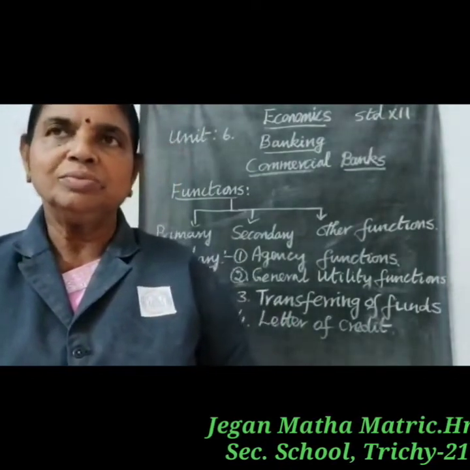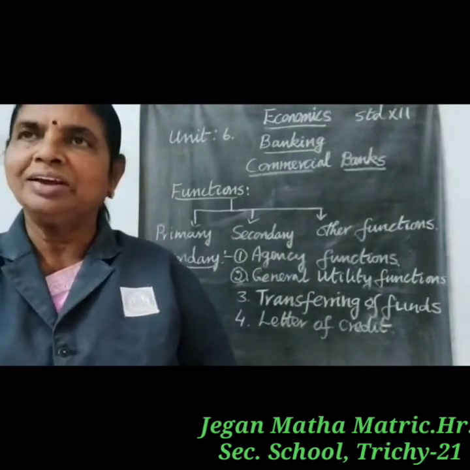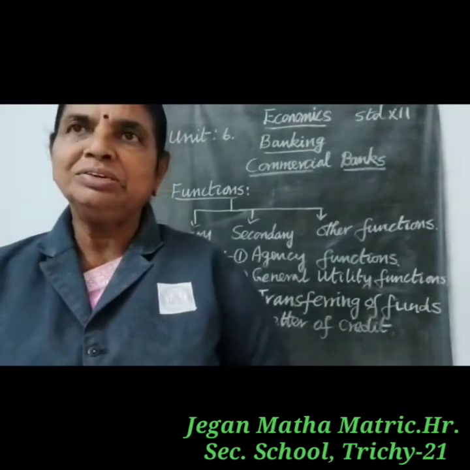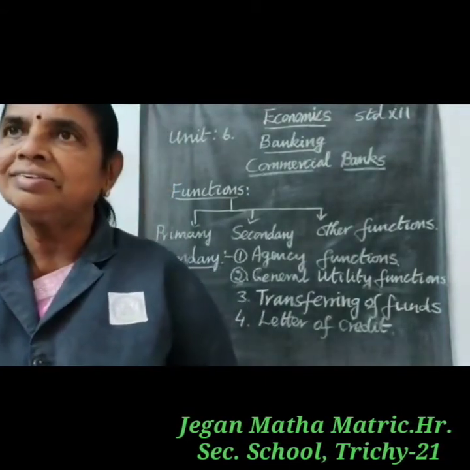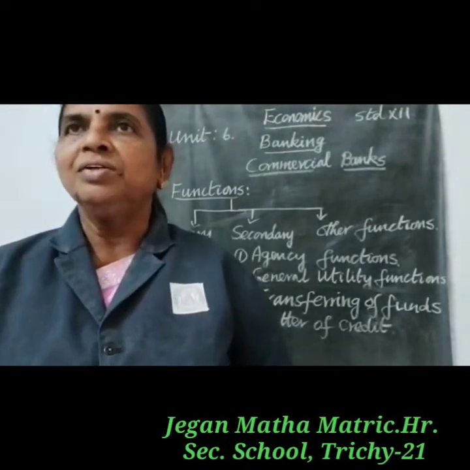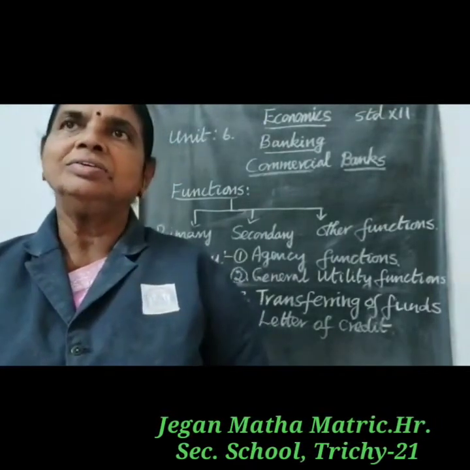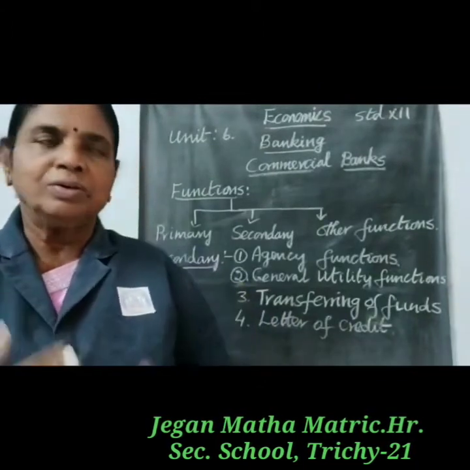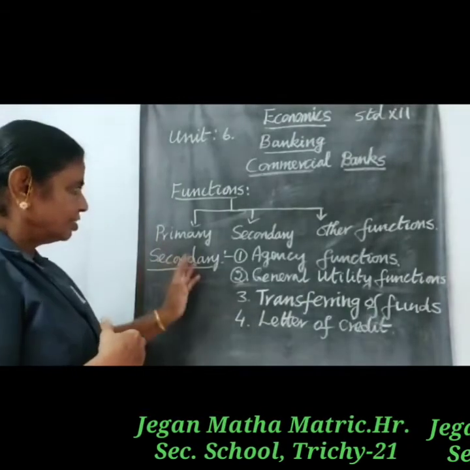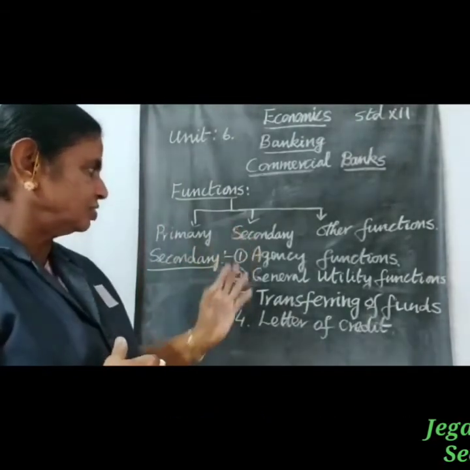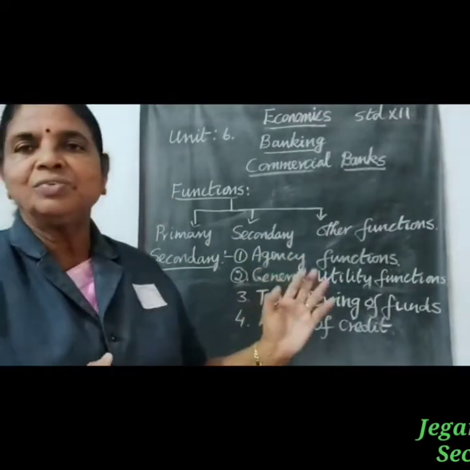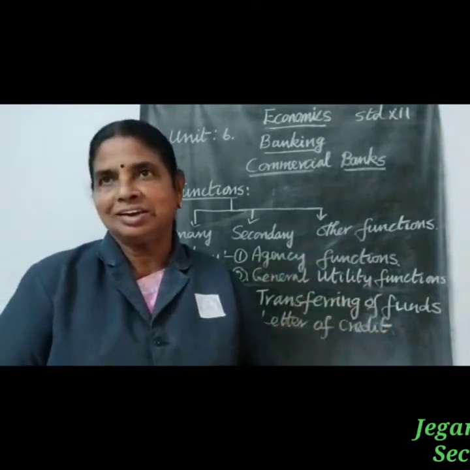And then the next important one is electronic banking. It includes debit cards and credit cards, internet banking and so on. So according to the functions of commercial banks, the secondary functions are agency functions, general utility functions, transferring of funds, and letter of credit.